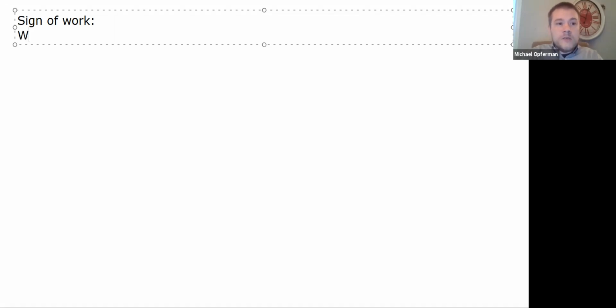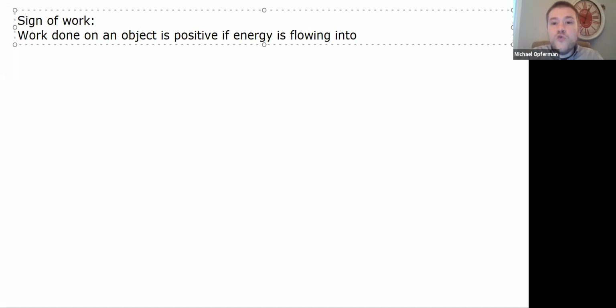So when is the work done on an object positive? And the answer, we already know from the force viewpoint. It has to do with the directions of the force vectors and the object's displacement and everything. But in the energy viewpoint, what you would say is that work done on an object is positive if energy is flowing into the object's kinetic energy.